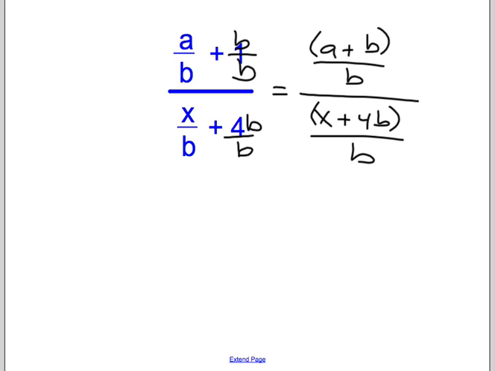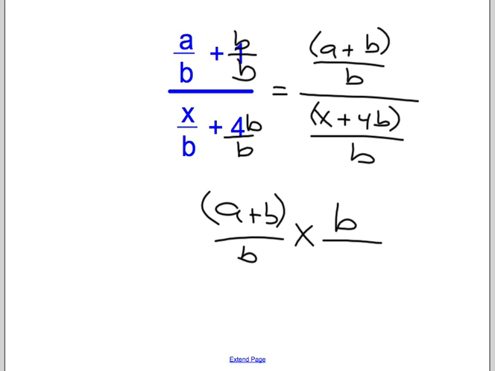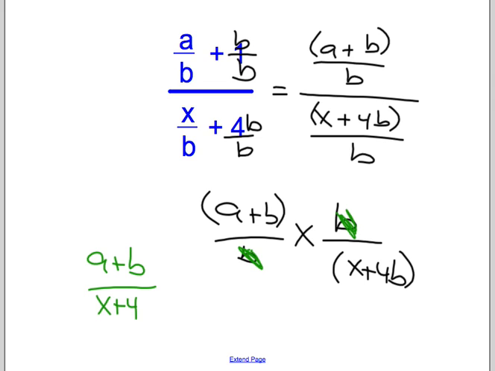Now we do our KFC, keep first, a plus b over b, times and flip the second. Can I reduce the b's? Yes. And then I just have a plus b over x plus 4b. Can I reduce the b's? No, because they're within that quantity. We cannot pull one little part out of that quantity.